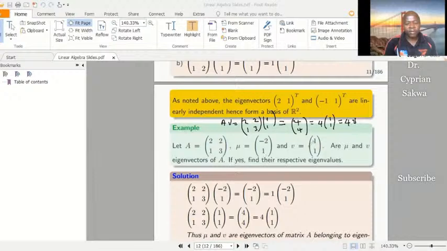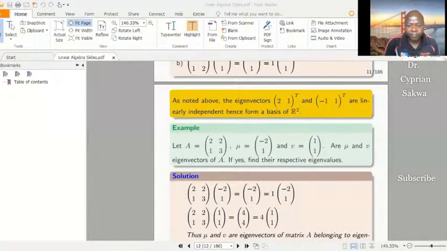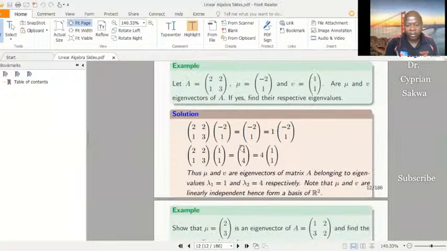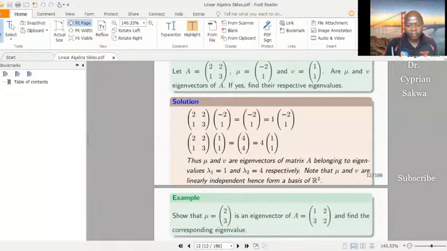In other words, this vector here, yes, it is an eigenvector of matrix A, and it corresponds to eigenvalue 4. The question was find their respective eigenvalues. So for this one, the eigenvalue is 4. And for this one, the eigenvalue was 1. So I can show you my earlier work here so that you can arrive. So this is my earlier working for the solution.